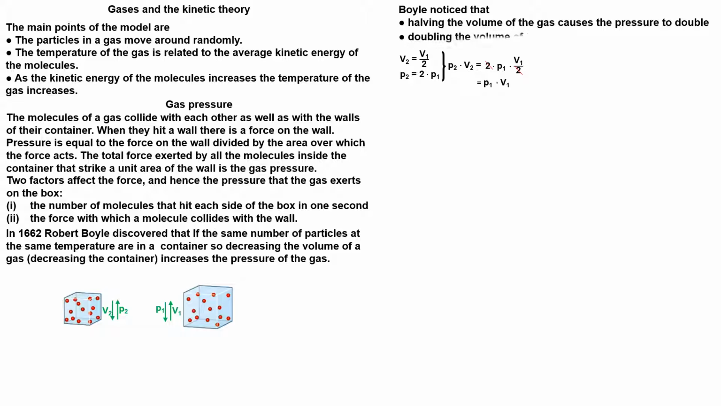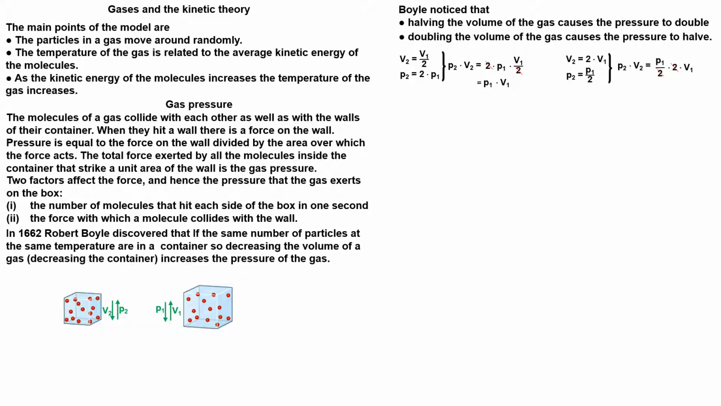Boyle noted that doubling the volume of the gas causes the pressure to halve. Let's multiply the new pressure by the new volume. New pressure times new volume is the same as initial pressure times initial volume.